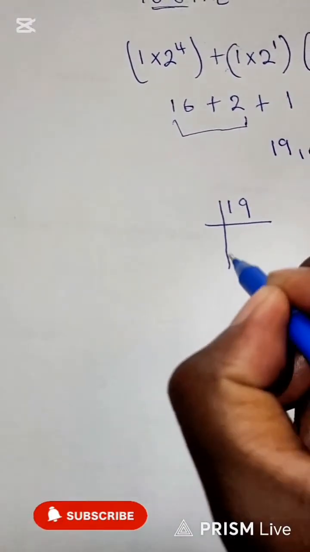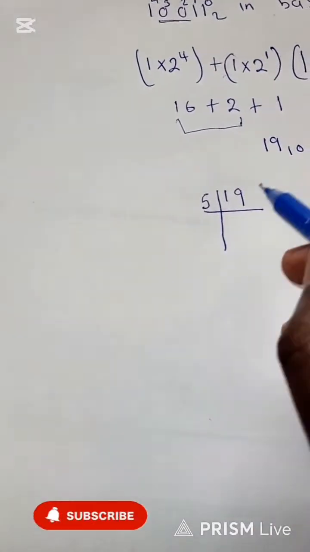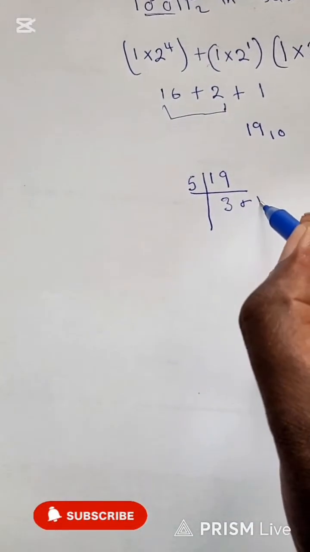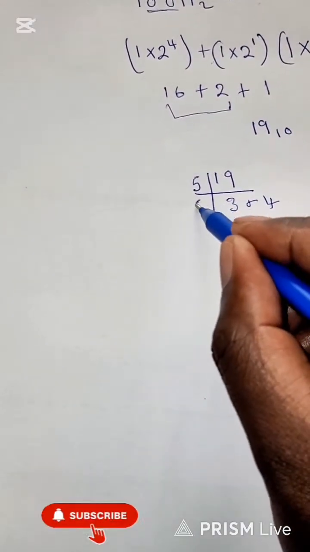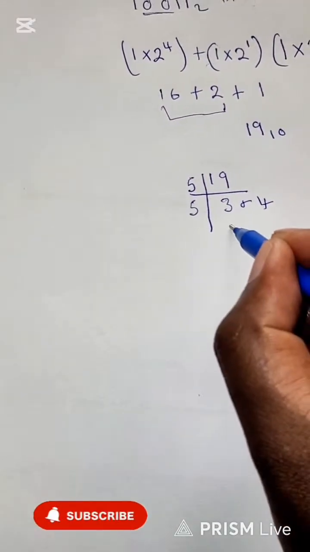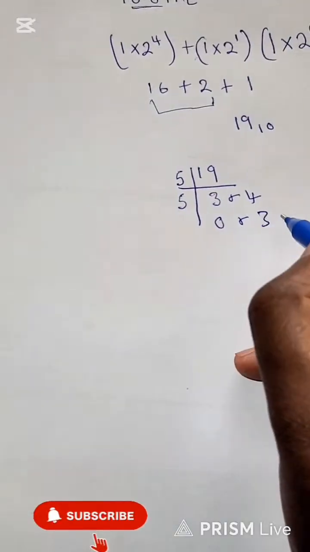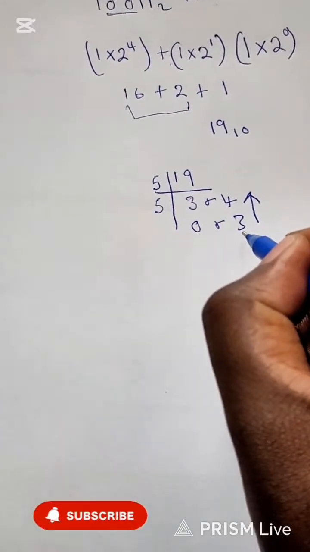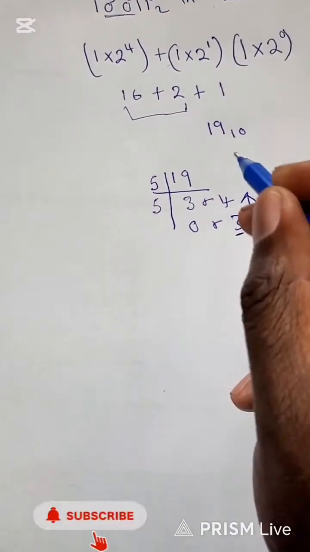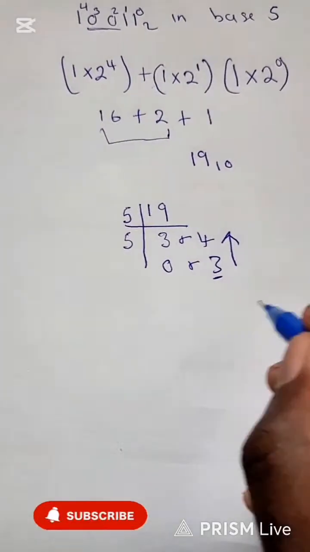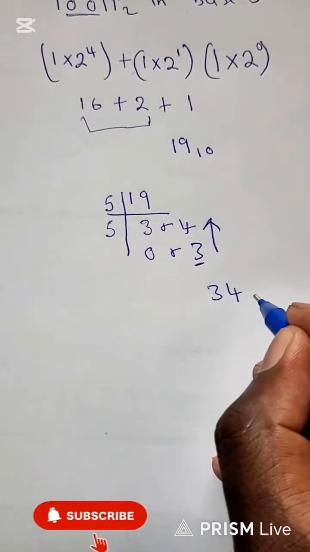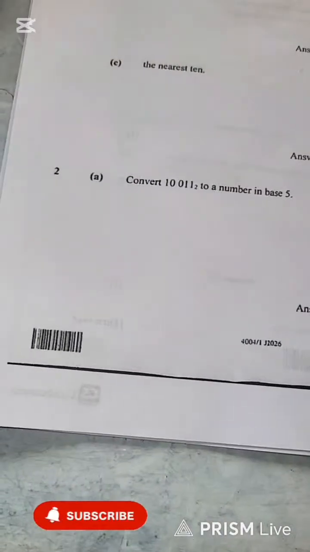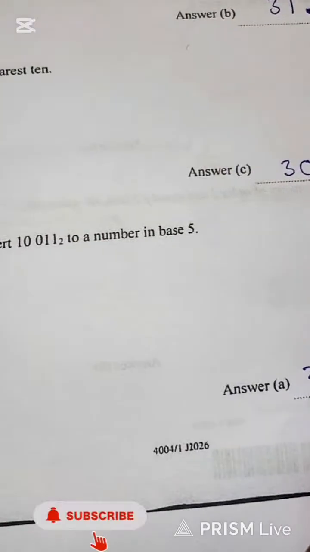19 is in base 10. Divided by what? By 5. So 5 into 19. That's 3. Remainder what? Remainder 4. Then 5 into 3. That's 0. Remainder what? Remainder 3. And our answers are our remainders, counting from bottom to the top. Right. So our answer will be 34 base what? Base 5. Okay, so that's 34 base 5.